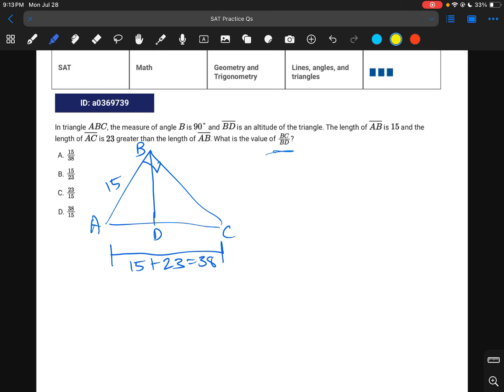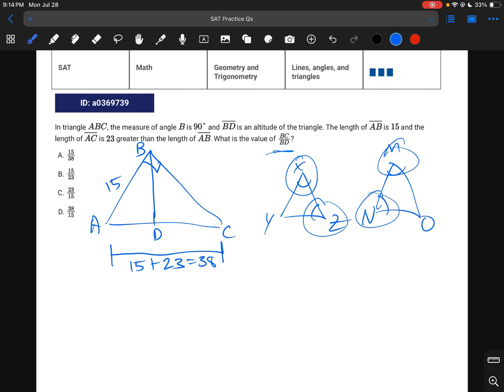Okay, so we don't really need to find what BC and BD is, because this question wants you to recognize similar triangles. So two triangles are similar to one another if they have two angles which have the exact same value for their angles. For example, let's say we have some triangle XYZ and some triangle MNO. So let's say X and M are exactly the same, and let's say Z and N are exactly the same. Well, that means there's similar triangles because they have two angles that are exactly the same, that are congruent to one another.